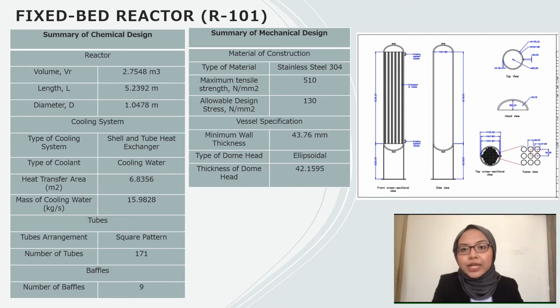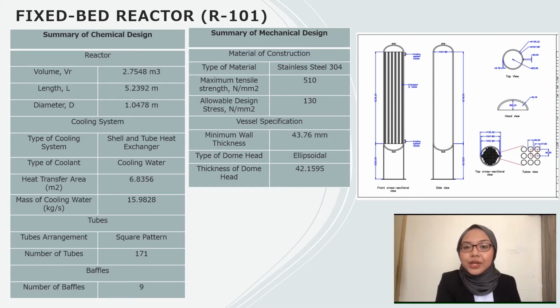Now I'll proceed with the chemical design. So here is the summary table for the chemical design. Based on the calculation, the volume of the reactor is 2.75 meter cube and the length of the reactor is 5.24 meter. As for the diameter of the reactor, the value obtained is 1.05 meter squared. For the cooling system, the type of coolant used is cooling water. And for the tube arrangement, the tube arrangement is in a square pattern and the number of tube is 171 and the number of buffer is 9. The function of buffer is to prevent the backflow.